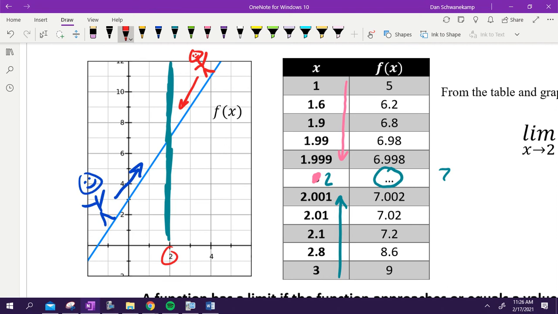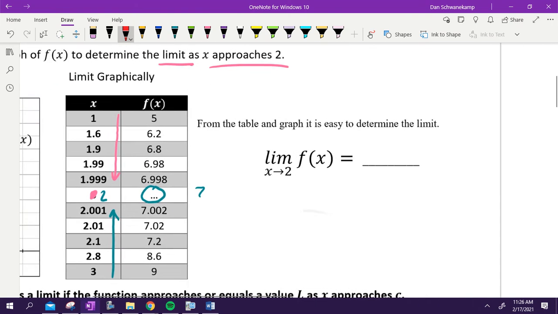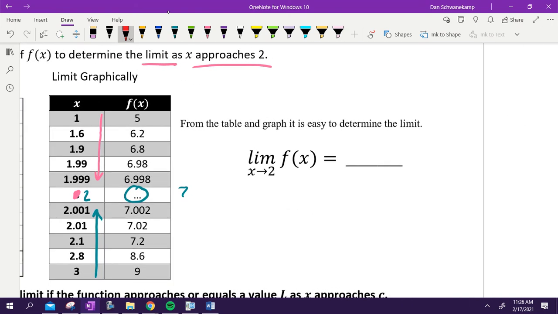It's going to have a limit. At what y value do you think they're going to meet each other? 7. They're going to meet right there at 7. So if that's true, we're going to say from the table and the graph, it's easy to determine the limit. The limit as x approaches 2 of this function is 7.